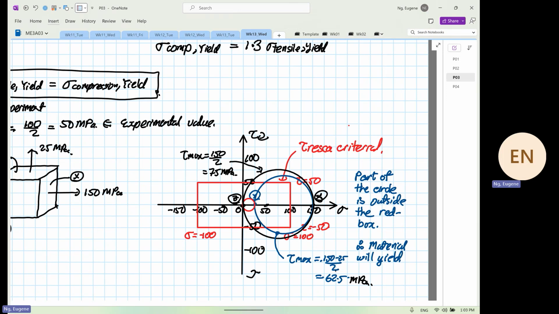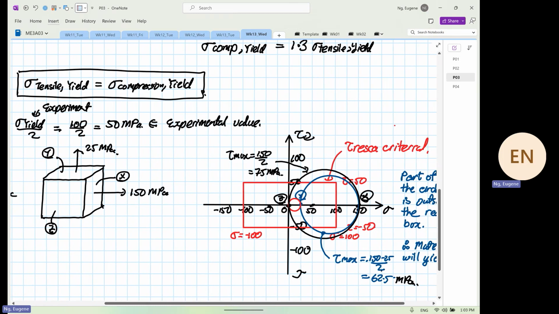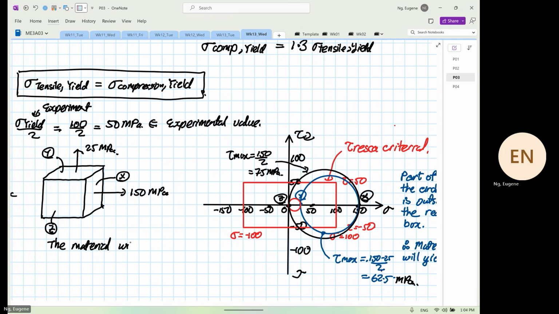So we know that under this loading, the material will yield. Now this is very obvious even without drawing the Mohr's circle. Even my mom could tell. Why? Because this is at what? 150, yes or no?